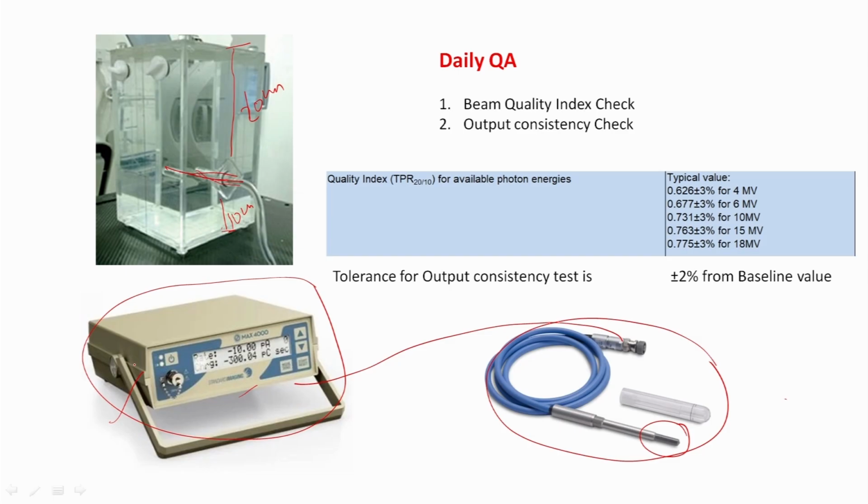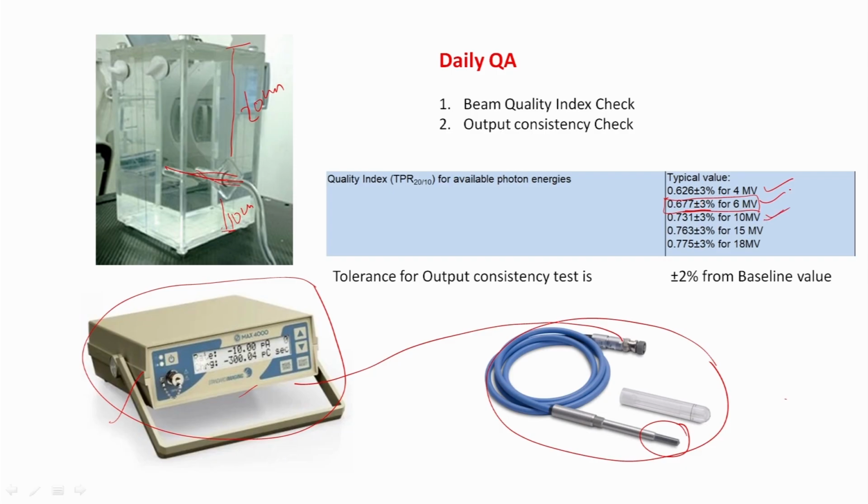As I said, this is a monoenergetic beam, and typical values are provided by the manufacturer. In the case of 4 MV, 6 MV, 10 MV, suppose we take an example: the 6 MV beam should have a beam quality of 0.677 plus or minus 3%. So whenever you perform your TPR 20/10, your value should come within this range. If the value is not within this range, it means that your QA has failed and you need to report to your service engineer.